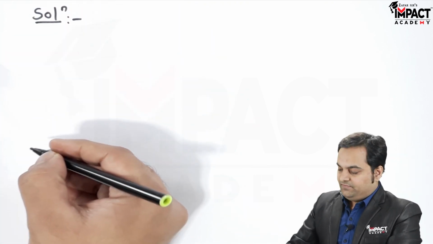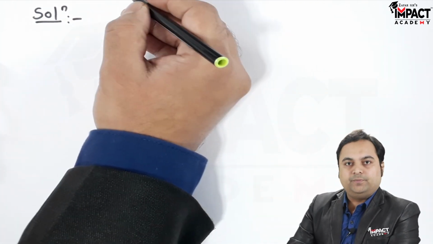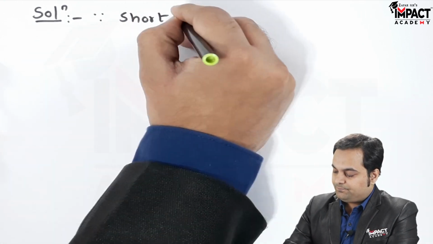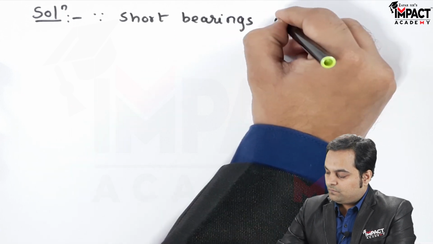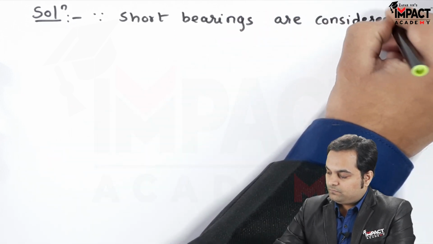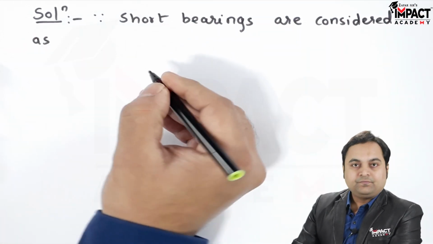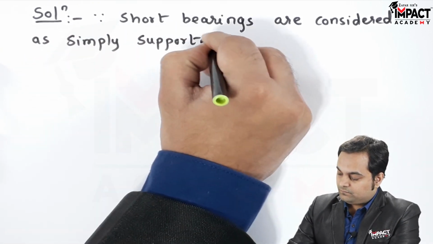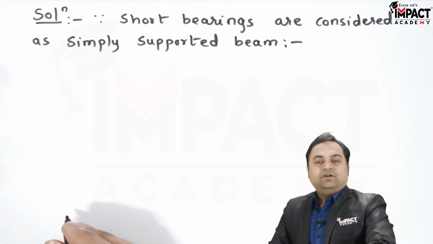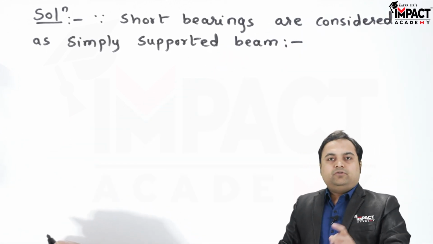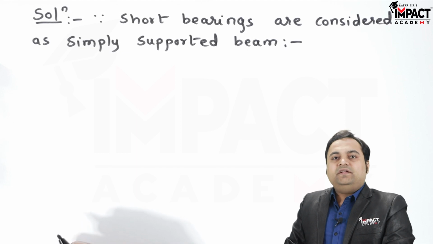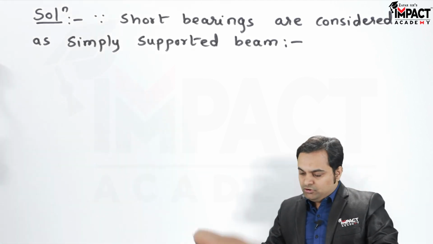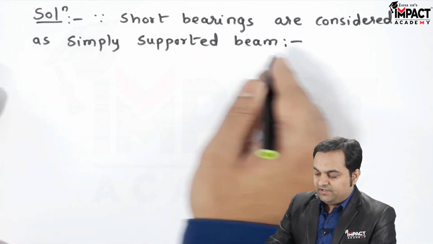Now in the solution part, since it is mentioned that it is a short bearing, so I'll write down, since short bearings are considered as simply supported beam, and here it is mentioned in the question that the rotor or the disc is exactly at the center, it is in the midway of the shaft length. So the short bearings are considered as simply supported beam.